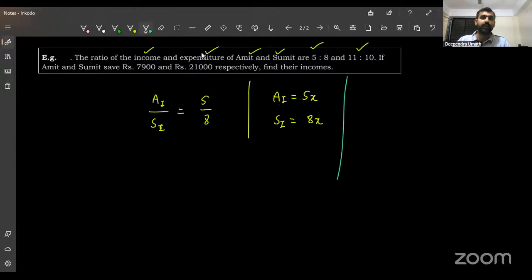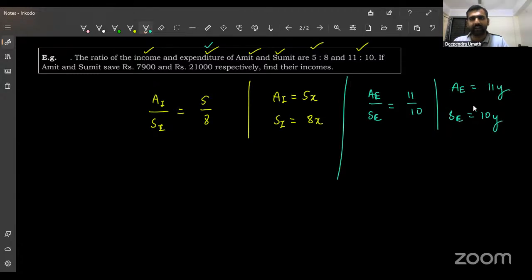And I am told their expenses. So the expense of Amit is to expense of Sumit are in the ratio 11:10, which means I can say the expense of Amit can be assumed as 11y and the expense of Sumit can be assumed as 10y. I hope you are getting it very clearly. Now, what am I asked? If Amit and Sumit save 7,900 and 21,000 respectively.